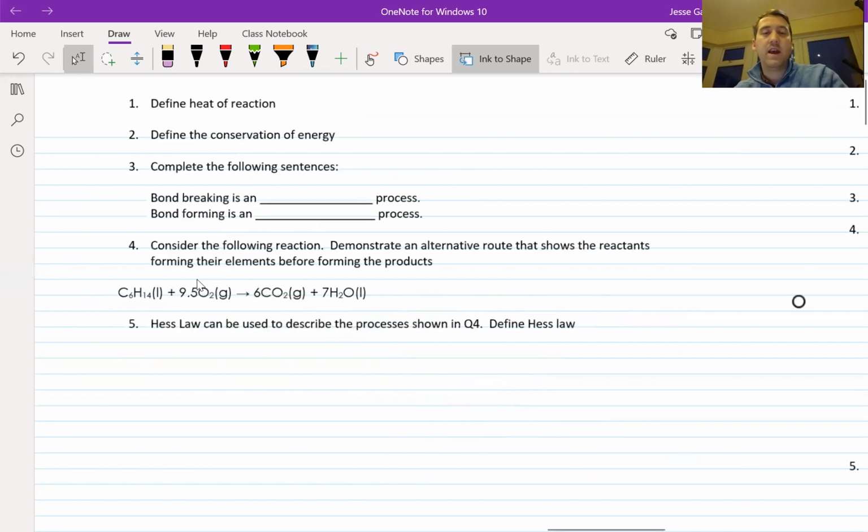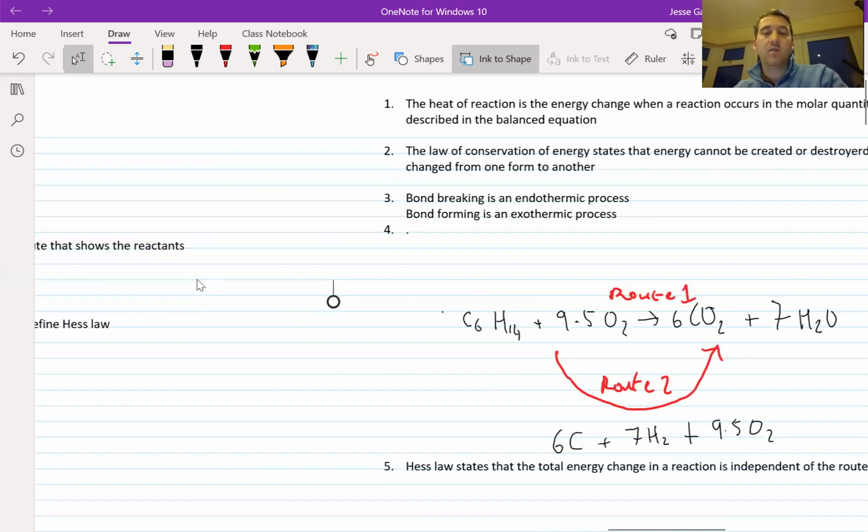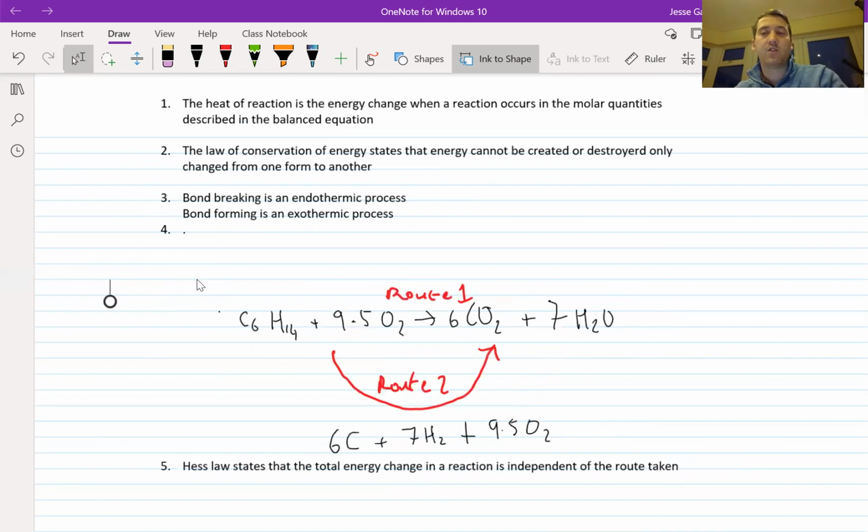And the last one: Hess's law can be used to describe the process shown in question 4. Define Hess's law. There it is there. Question 5 is the definition.